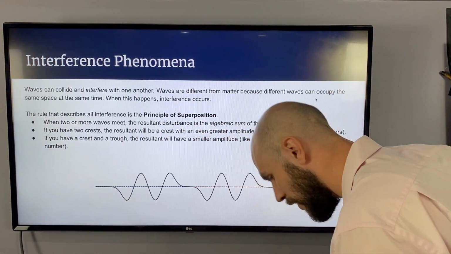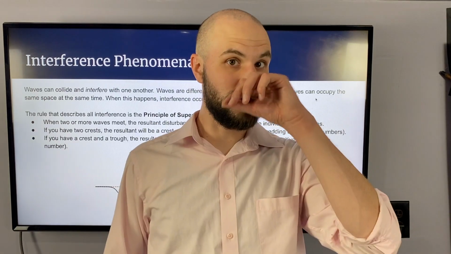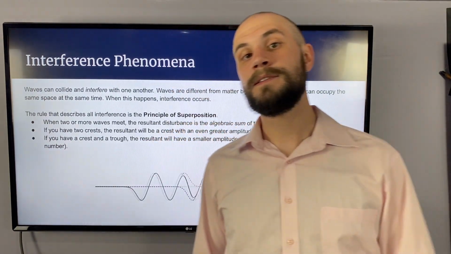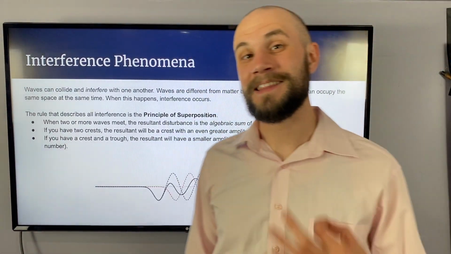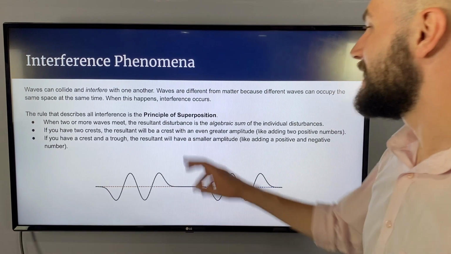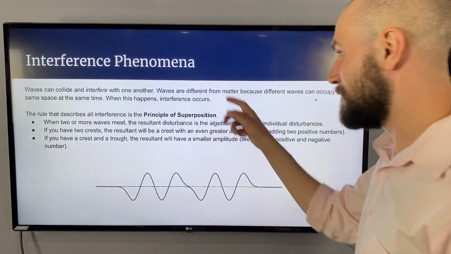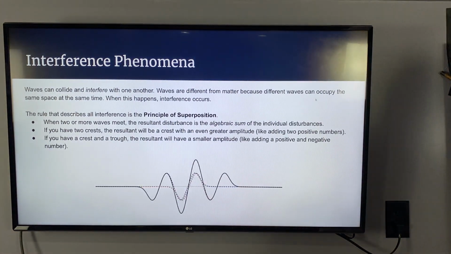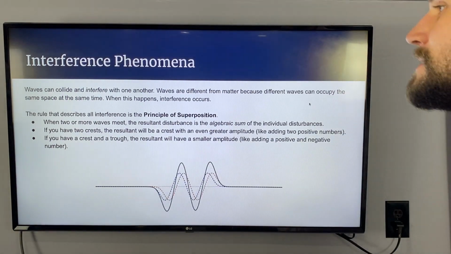Now, waves are not objects. We're transmitting energy through the universe. Objects cannot occupy the same space at the same time, but waves can occupy the same space at the same time. That principle is called superposition. Superposition just means that they can occupy the same space at the same time. So what does that mean? What happens when waves occupy the same space at the same time?